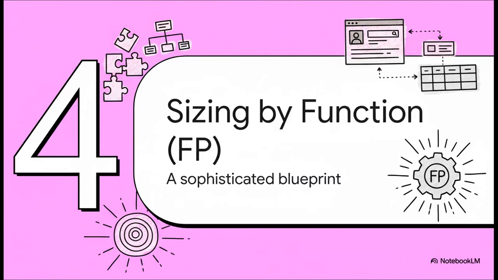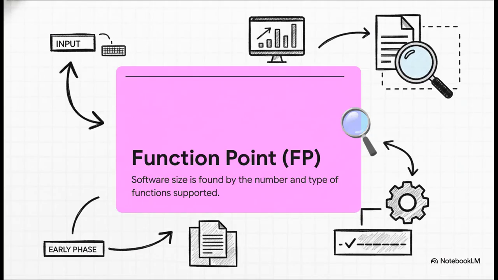So, because of all those problems, a totally new way of thinking started to emerge. People thought, hey, instead of measuring the code, what if we measured the functionality that the software actually gives to the user? And that shift in thinking led to something called the function point metric. Function point analysis looks at the project from the outside in, from the user's point of view. It counts things like user inputs, outputs, queries, and files.